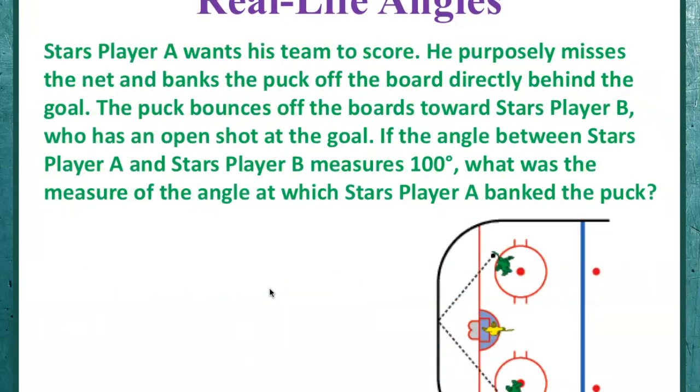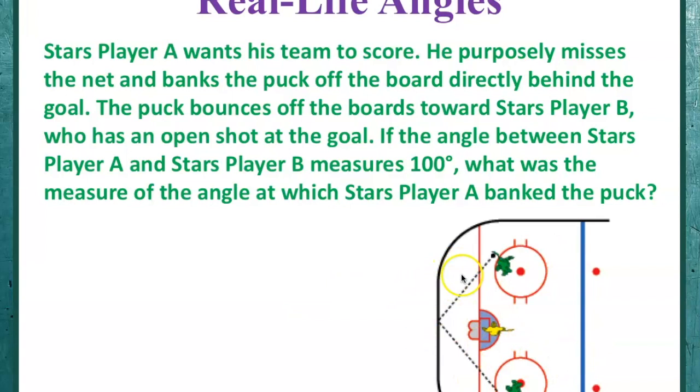Stars player A wants his team to score. He purposely misses the net and banks the puck off the board directly behind the goal. The puck bounces off the boards towards Stars player B, who has an open shot at the goal. If the angle between Stars player A and Stars player B measures 100 degrees, so now we're talking about here is a 100-degree angle. What was the measure of the angle at which Stars player A banked the puck?